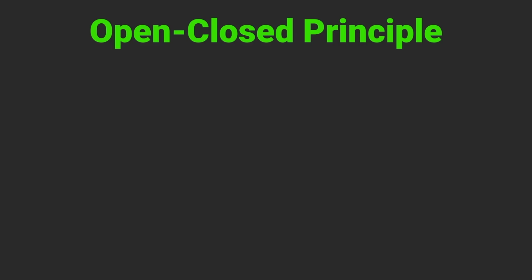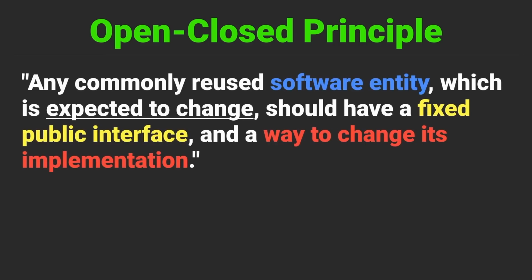Before we write the code, let's talk about the open-closed principle. The OCP is a relatively confusing concept, but I will try to explain it in the clearest way I can. To give you my own verbal definition, which we'll break down later, any commonly reused software entity which is expected to change should have a fixed public interface and a way to change its implementation. In order for that particular definition to make sense, there's a couple things that I need to unpack.